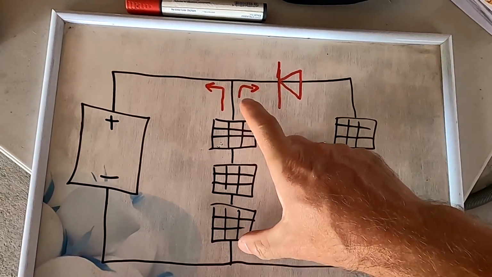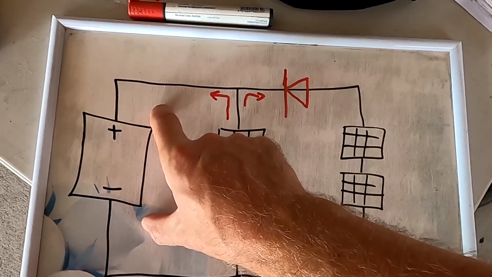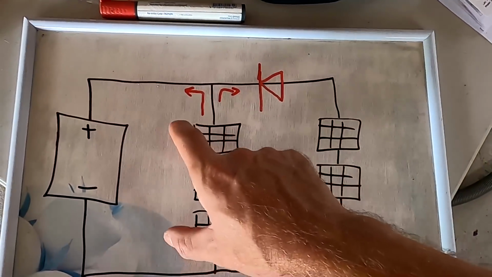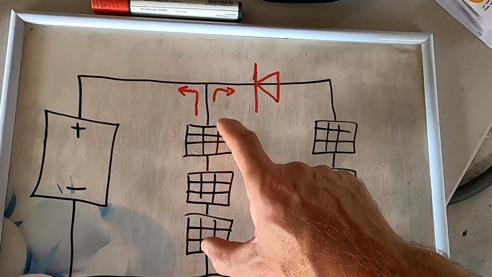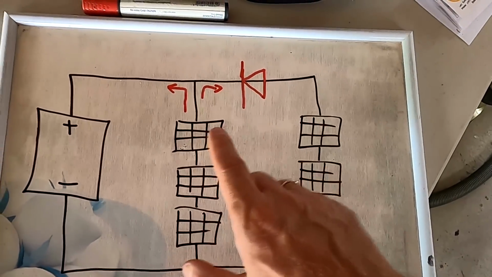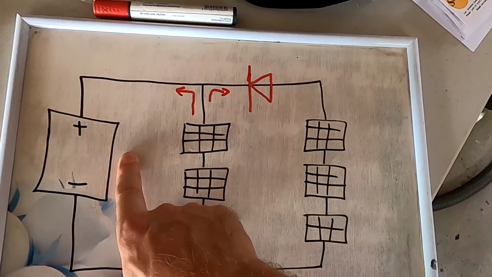So in theory, if we have only this string connected, we've got a certain power to the solar charge controller. And if we reconnect the second string with the shaded, we should see a lower power in the solar charge controller, because some of the power from this string flows over this string, right? So there should be lower power going into the solar charge controller.